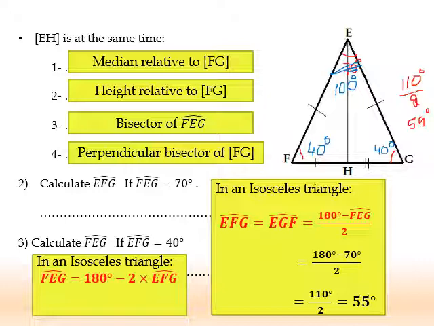I can write that FEG equal 180 minus 2 times EFG. Since both angles are equal, I multiply the angle by 2, and then I can say that it's 180 minus its measure. In all cases it's true, you can solve the way that you prefer.